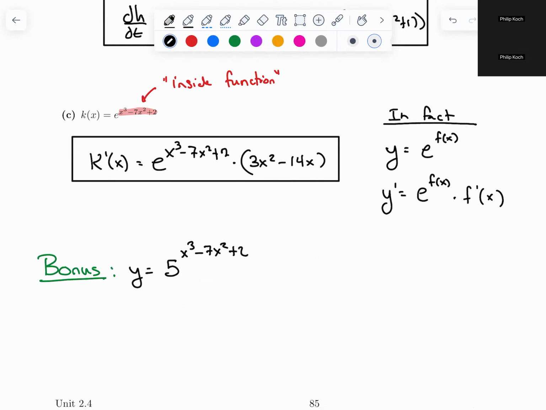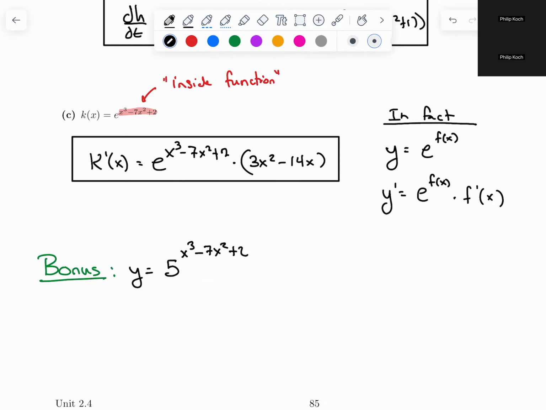So, JT has a very excellent point. Do I use the power rule here? Can I just bring this top part out front and then reduce the power by 1? And the answer is no, because the power rule only works for numbers. X cubed minus 7x squared has variables in it, so those things vary with time, with changes in x.